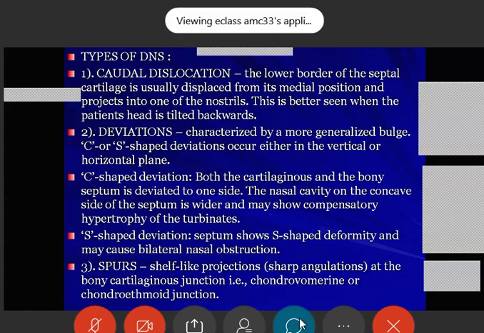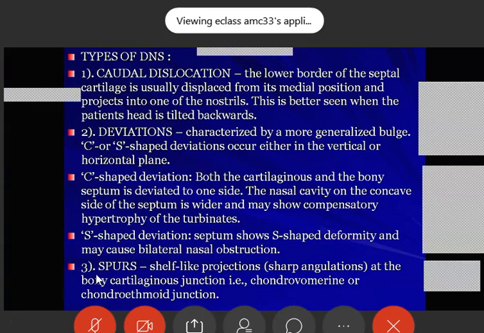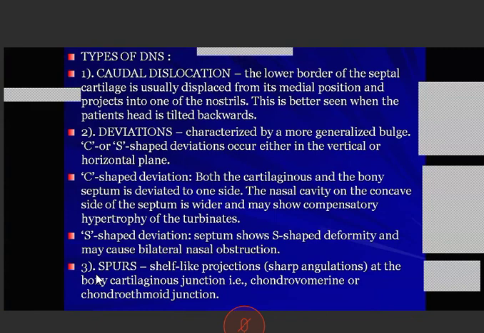In a C-shaped deviation, both the cartilaginous and the bony septum are deviated to one side. So on one side there is a concavity and on the other side there is a convexity. The nasal cavity on the concave side of the septum is wider and may show compensatory hypertrophy of the turbinates. When there is a long-standing obstruction or deviation onto one side, the patient gets accustomed to the obstruction on that side.